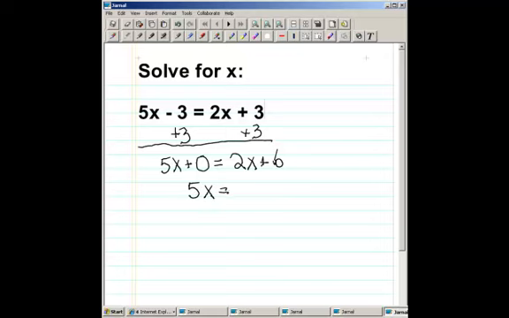2x plus 6 cannot be simplified. The 2x is a linear term, the 6 is a constant term, and since they are not like terms, they cannot be added together. At this point, I am still trying to get all the x's on the left-hand side. So I have to remove these x's from the right-hand side. In order to remove the x's from the right-hand side, I am going to subtract 2x.